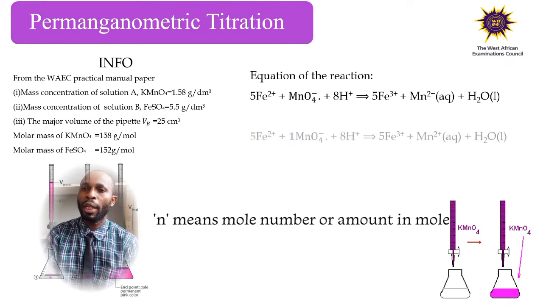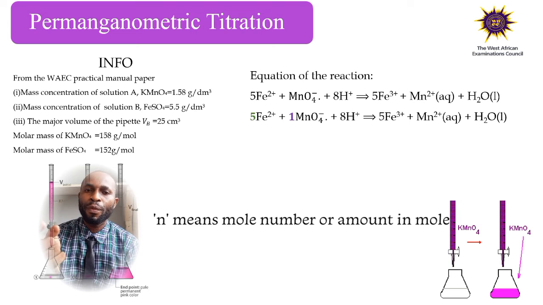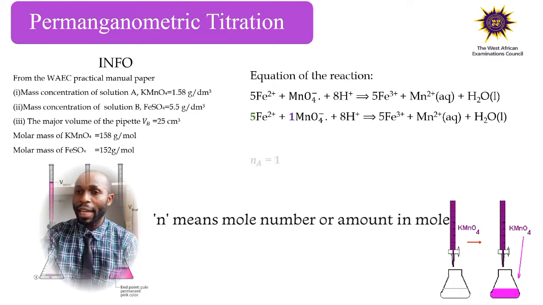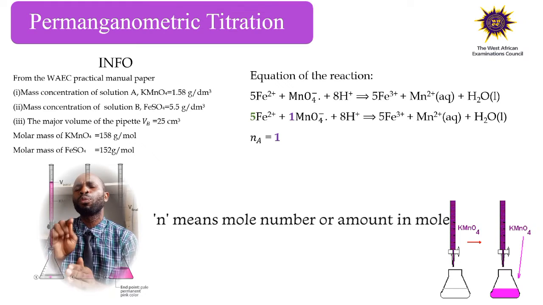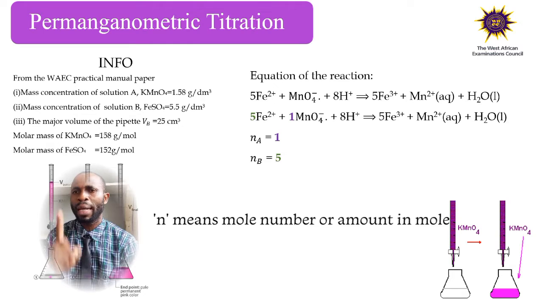So we are going to be looking at this 5. That means that our Na from here is going to give us 1, because we are assuming that KMnO4 is going to be in the burette. So it is serving as solution A. So we have Na equals 1, and we have our Nb equals 5. I hope you get where I get this 5. That is why I colored it differently.